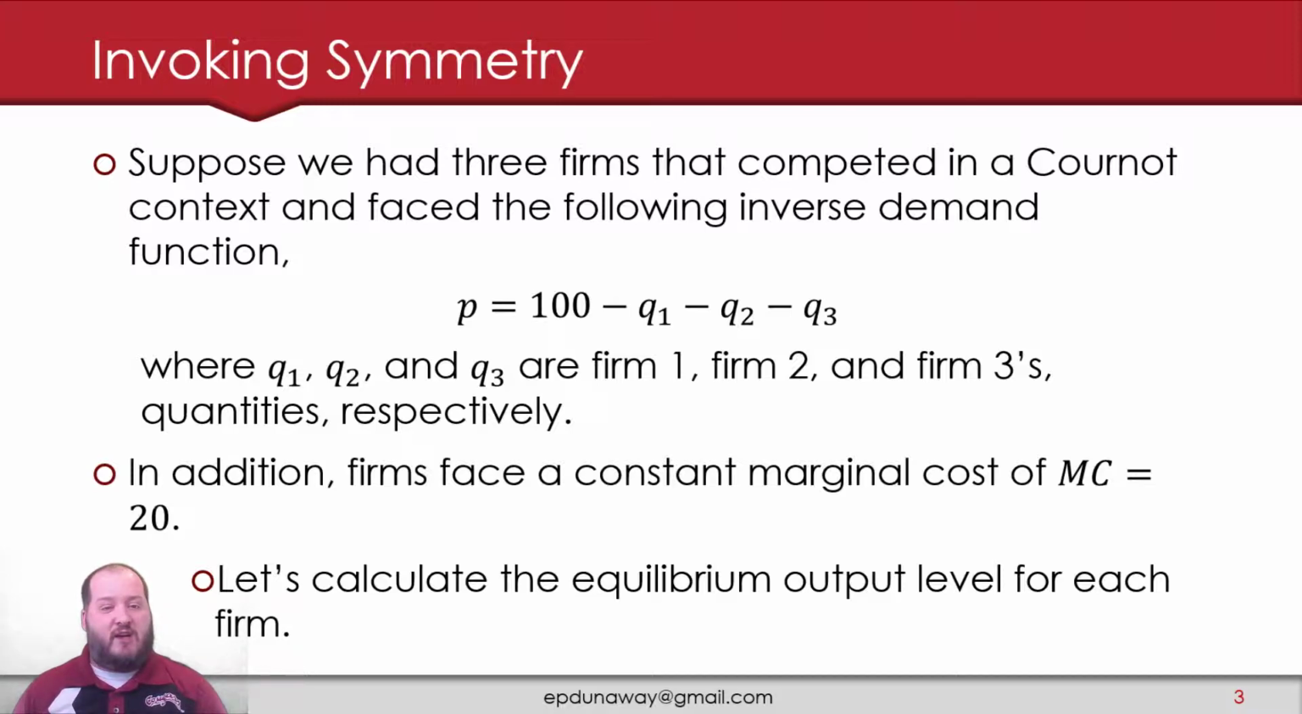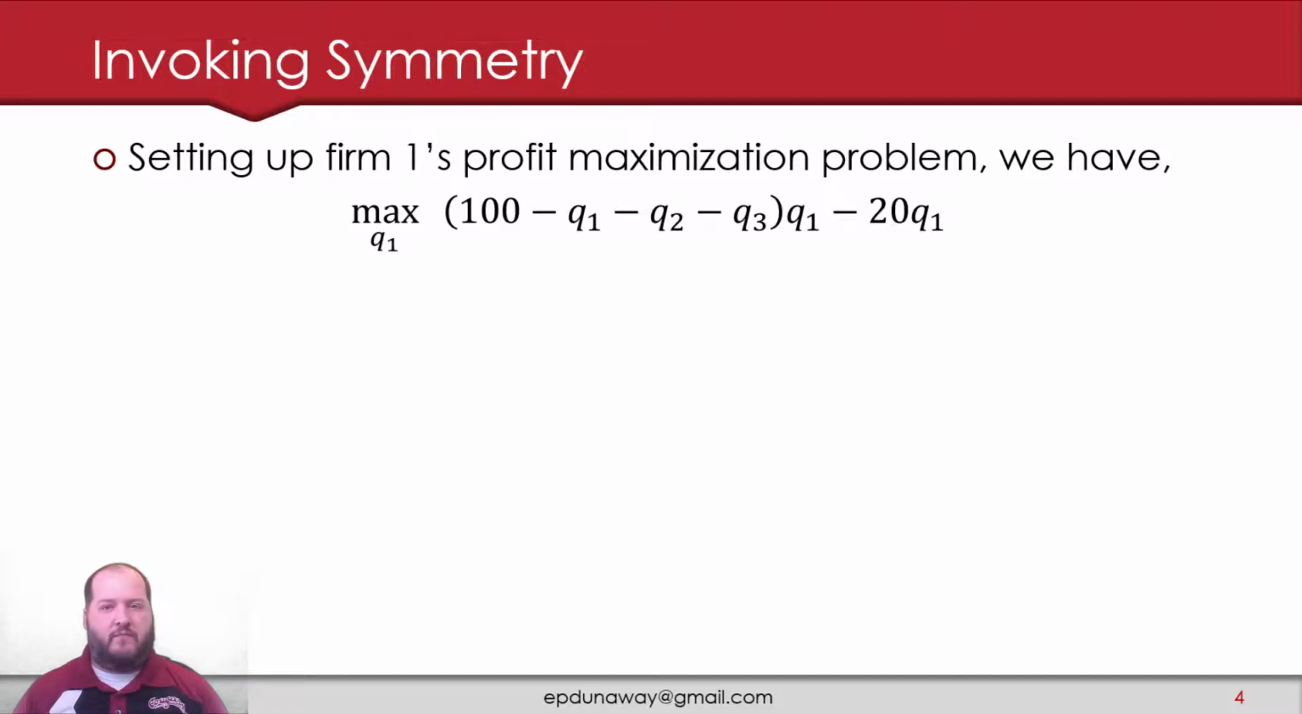Anyways, let's set this up. Let's start with firm 1 and set up their problem. Again, firm 1, their only choice they get to make is their own quantity. They get to choose Q1. They're going to maximize their own profits, which of course the price is a function of all three firms' output levels, but it's going to be times firm 1's quantity minus 20 times firm 1's quantity again.